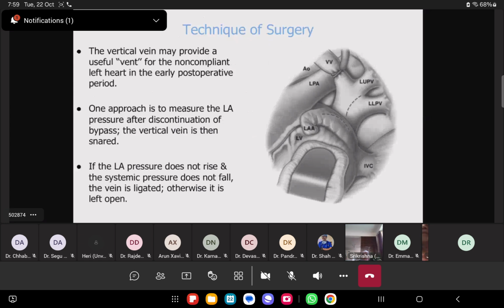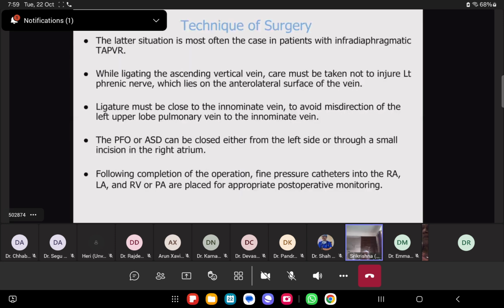The vertical vein may provide a useful vent for the non-compliant left ventricle in the early post-operative period. One approach is to measure the LA pressure after discontinuation of the bypass. The vertical vein is then snared. If the LA pressure does not rise and the systemic pressure does not fall, the vertical vein is ligated, otherwise it is left open. The latter situation is most often the case in patients with infradiaphragmatic TAPVR.